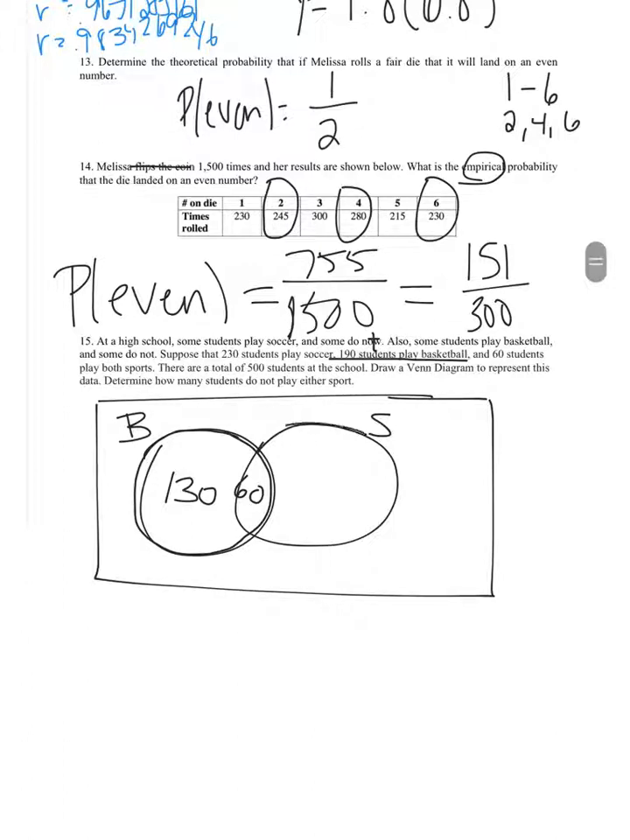And then in here, my soccer circle has to add to be 230. So I would do 230 minus 60. And this gives me 170. So out of all of those people, 130 plus 170 plus 60, that accounts for 360 people, but there's a total of 500. So somewhere outside in a corner of my rectangle, I have to include those missing people. So I would do 500 minus 360 to give me 140 people that don't play either basketball or soccer. So determine how many students do not play either. 140 is the answer.